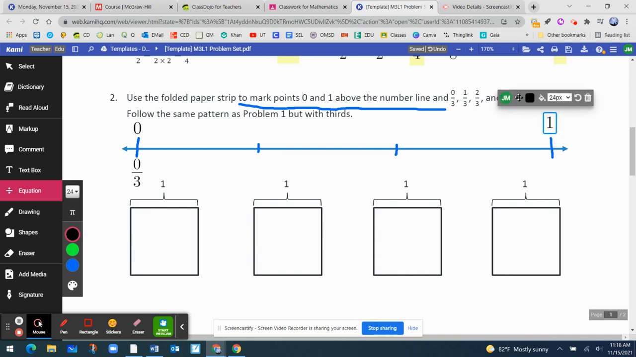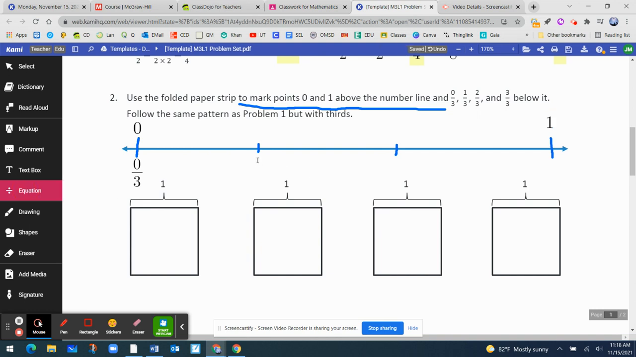If we are doing thirds, then this should be 1 third, right? Let me place that exactly where it should be. This should be 2 thirds, right? And again, the 1 will equal 3 thirds. So this will be 3 over 3, that will be 3 thirds, okay? So now we have created fractions on a number line.